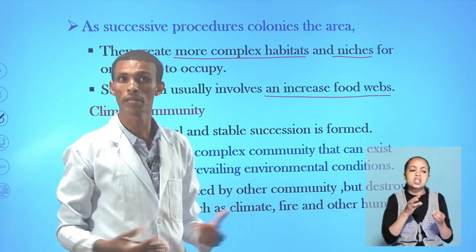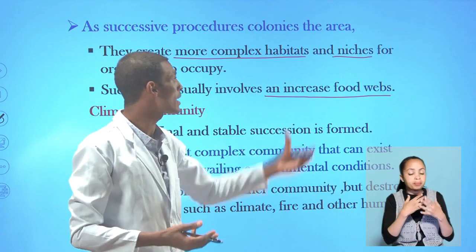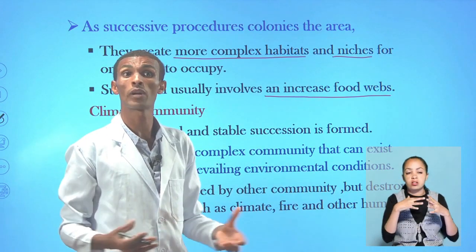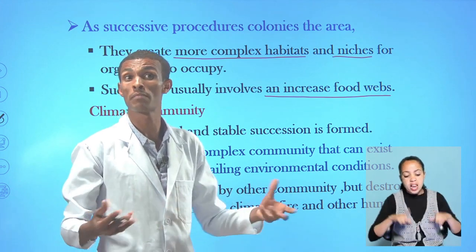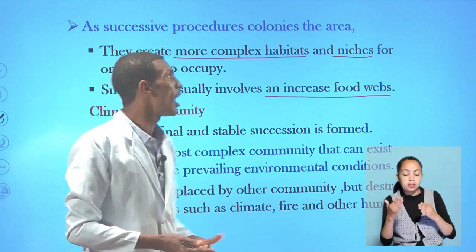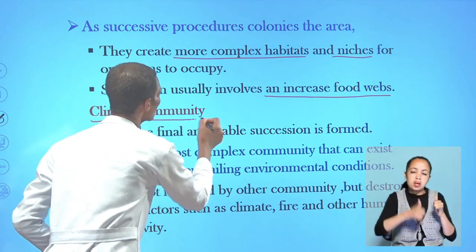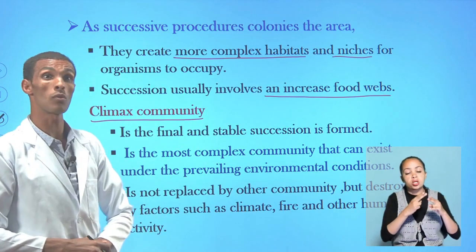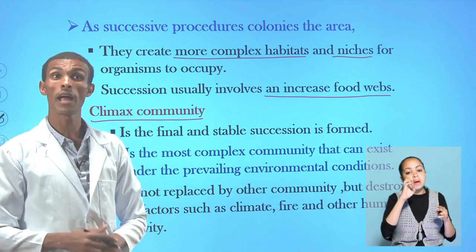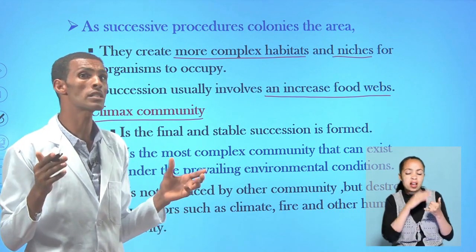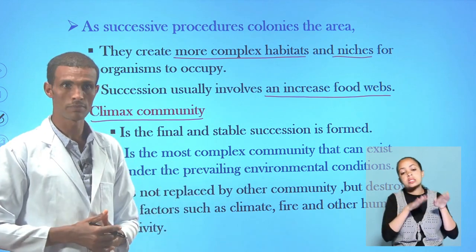The interaction between living organisms becomes complex. A food web is created, and food chains are created. The relationships between living organisms become complex. As this proceeds, the final and most complex community, which we call the climax community, is created. The climax community is the final and most stable community.